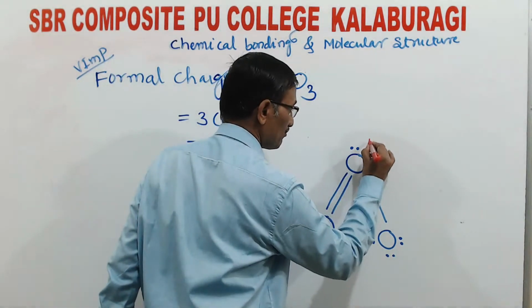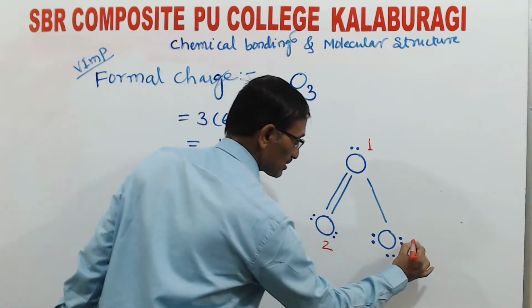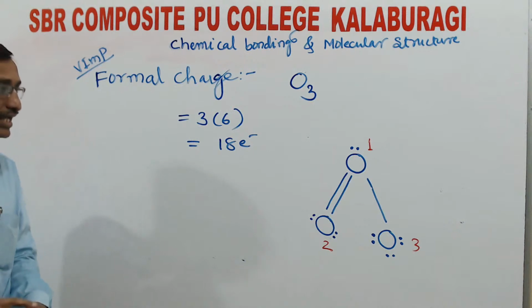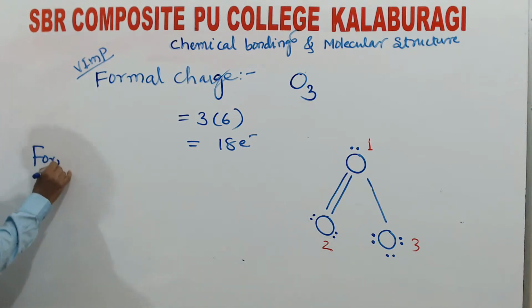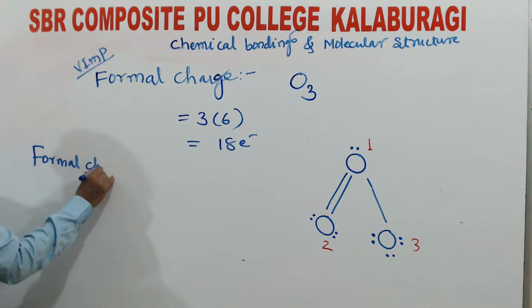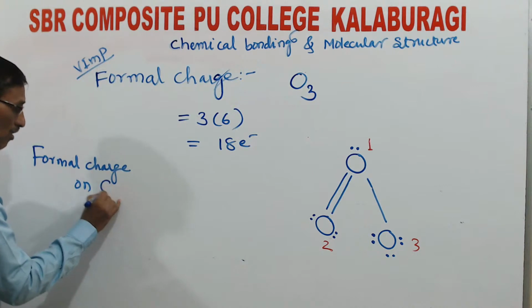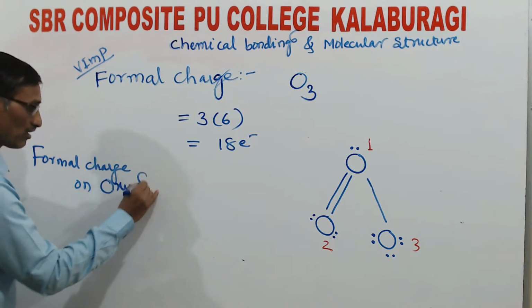This is oxygen atom 1, students. This is 2. This is 3. Now I am calculating the formal charge. Formal charge on oxygen 1. You may get confused here.